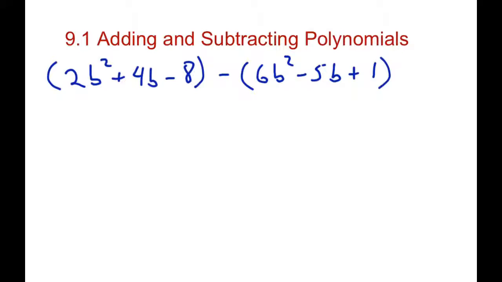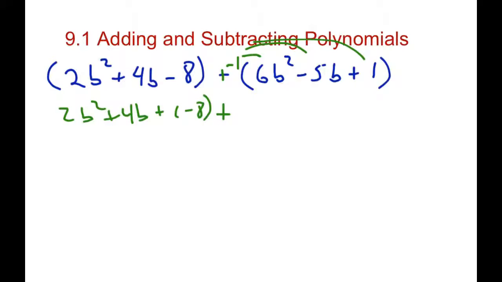Alright, so once again I'm going to get rid of the parentheses. So 2b squared plus 4b. I like to change minus 8 to plus negative 8. Alright, this minus, remember, is like plus negative 1, and that negative 1 has to be distributed. So it's going to be plus negative 1 times 6b squared is negative 6b squared. Negative 1 times 5b is negative 5b, but it's minus negative 5b, so that's plus 5b. And then negative 1 times 1 is negative 1, so plus negative 1.